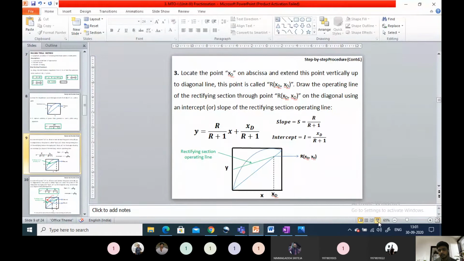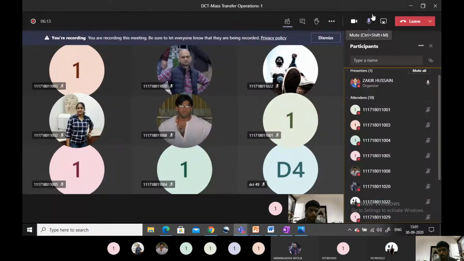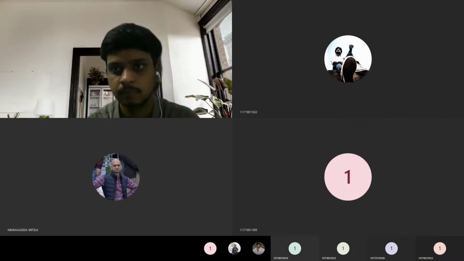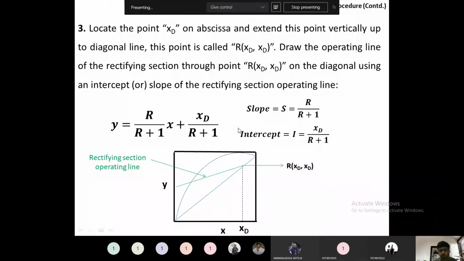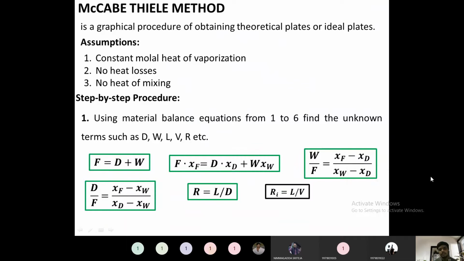We are seeing this McCabe-Thiele method. It is a graphical procedure to obtain a theoretical plate or ideal plates. So I will just summarize the important points which are used to calculate the number of plates.